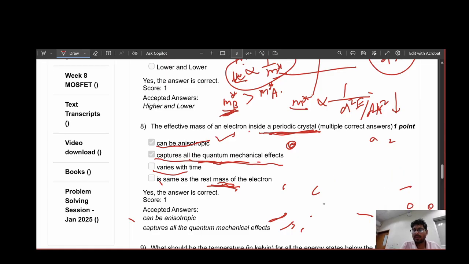Okay, let us say this is the periodic lattice.